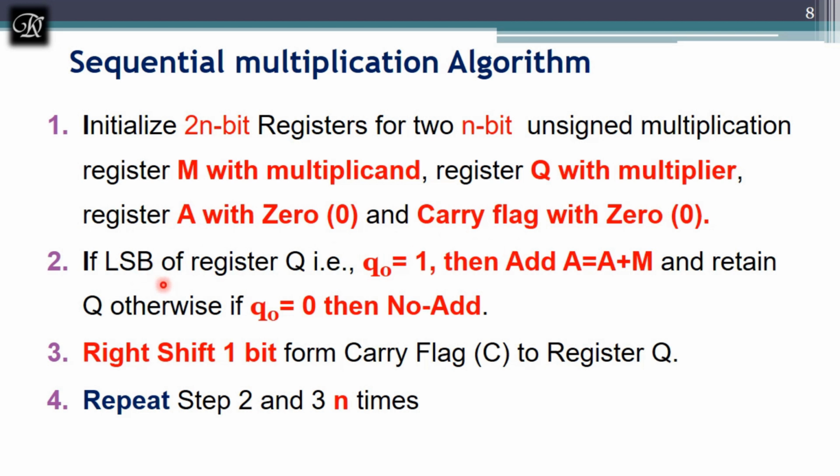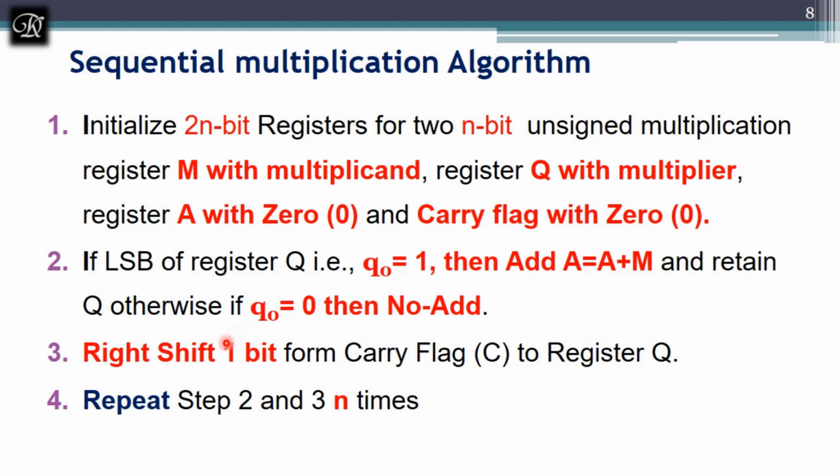Next, if the LSB of register Q, that is Q0, is equal to 1, then perform addition. Addition will be A = A + M. A is initially 0, add A with M and store the answer back in A, and retain Q. Otherwise, if Q0 is not equal to 1, it means it is equal to 0, then don't perform the addition, but you have to retain Q as it is.